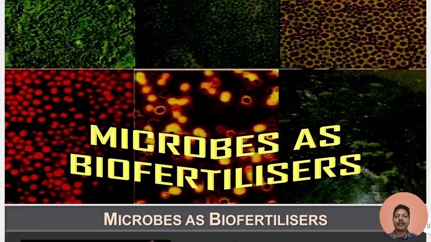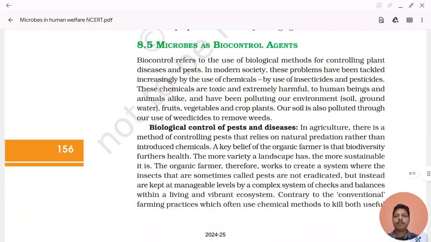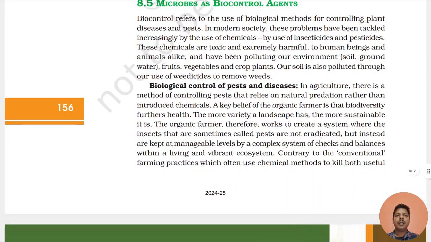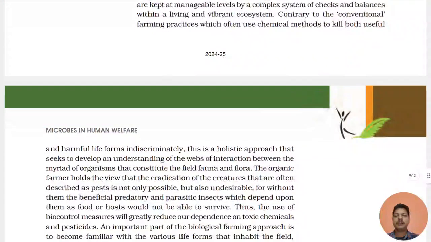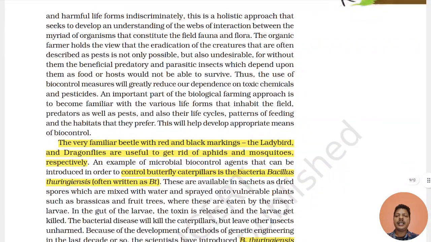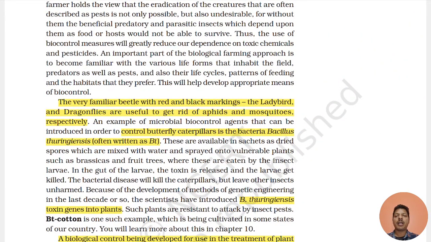Then microbes in biofertilizer. Let's see the NCERT. Here, the same important points are mentioned. Biological control of pests and diseases: beetles with red and black marking, the ladybird, and dragonflies are used to get rid of the aphids and mosquitoes respectively. Another microbial biocontrol agent that controls butterfly caterpillars is the bacterium Bacillus thuringiensis.